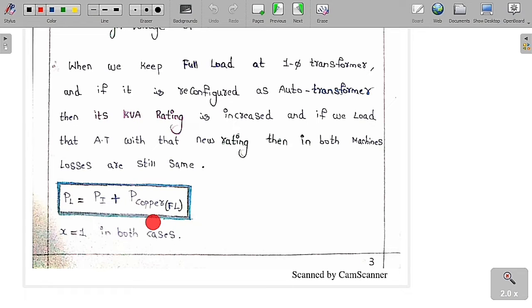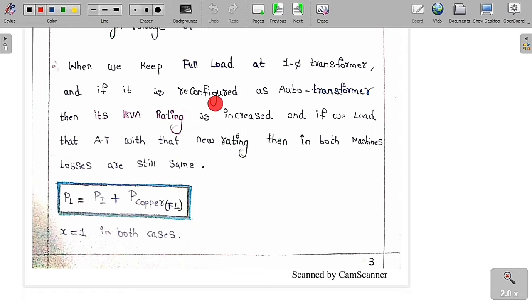Whenever you change it into an auto transformer, definitely the KVA rating of the auto transformer is always higher compared to the KVA rating of the single phase transformer. Because of that, if you apply this new rated KVA to the auto transformer, it is also going to draw the rated current. These rated currents are the same as the rated currents of the single phase transformer. So the same copper loss is present, and the overall loss is also the same: iron loss plus full load copper loss. As both are operating at rated load, efficiency x is equal to 1 in both the cases.